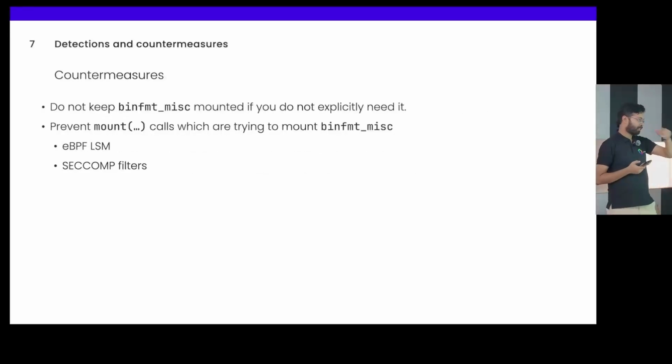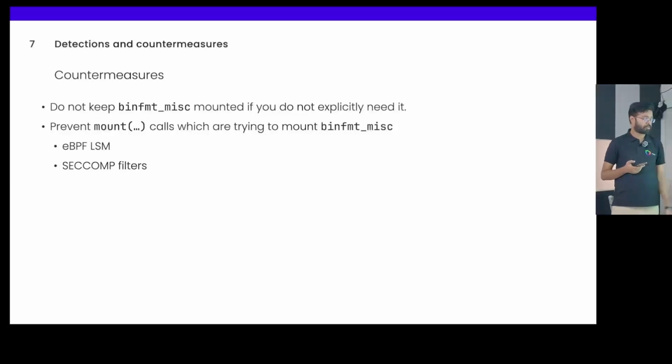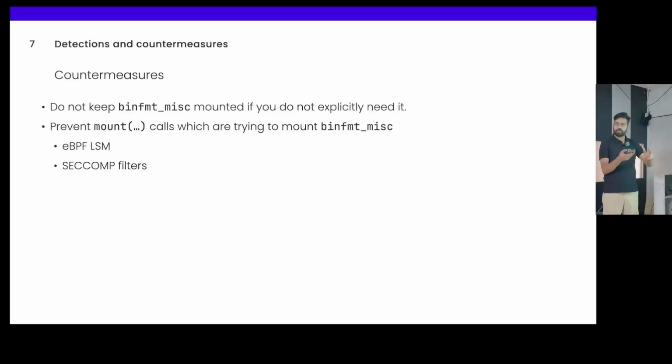For countermeasures, this thing you can keep it unmounted if you do not have something installed which actually requires this. And obviously you can also block mount calls which are trying to mount binfmt. You can do that either via seccomp filters. This is the mechanism that is used by Docker and Kubernetes, by the way, to implement their long list of capabilities. So you can use either this, or you can use Linux security module written in either eBPF or in C as a kernel module, and from there you can basically block this.